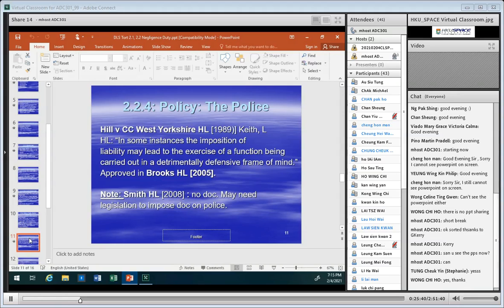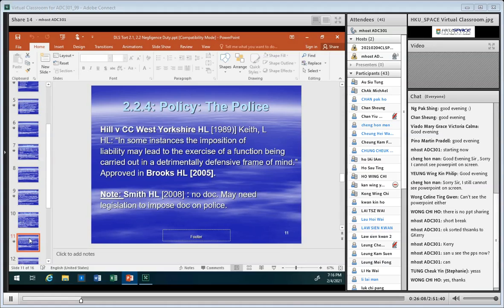Well, number one, of course, the defendant is a public authority, the police. And if you impose a duty of care on the police, they'll be too scared to do anything. And it may lead to the exercise of a function being carried out in a detrimentally defensive frame of mind. And so that's not good. We want the police to be proactive, not sort of sitting back, cowering in fear in their police stations, worried about having to be sued for negligence.